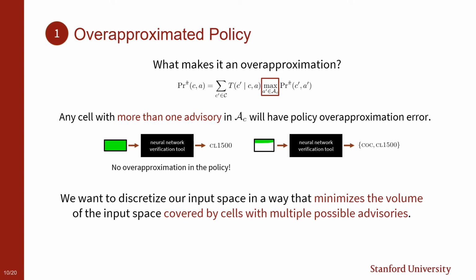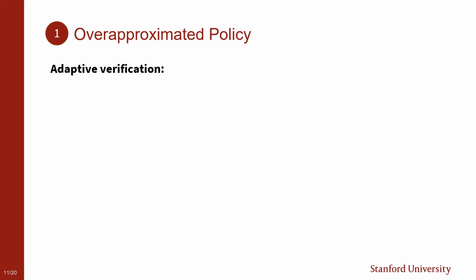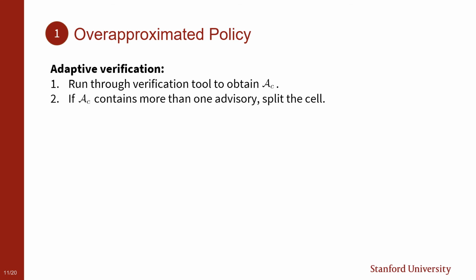So with this in mind, when we split our input space into cells, we want to do so in such a way that minimizes the volume of the input space covered by cells that have multiple possible advisories in order to minimize our over-approximation error. To accomplish this, we came up with an adaptive verification strategy. We start by running a cell through the verification tool in order to obtain the action subset. Next, if the action subset contains more than one action, we simply split the cell. And we continue to do this until all cells are either below a minimum cell size or contain only one action.